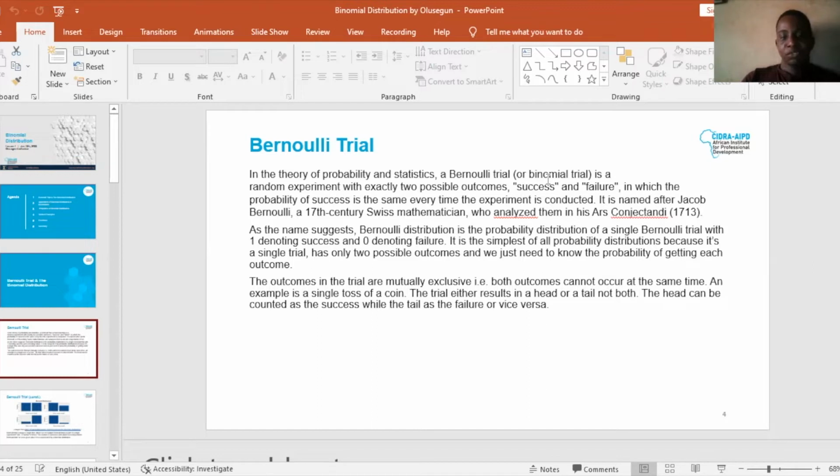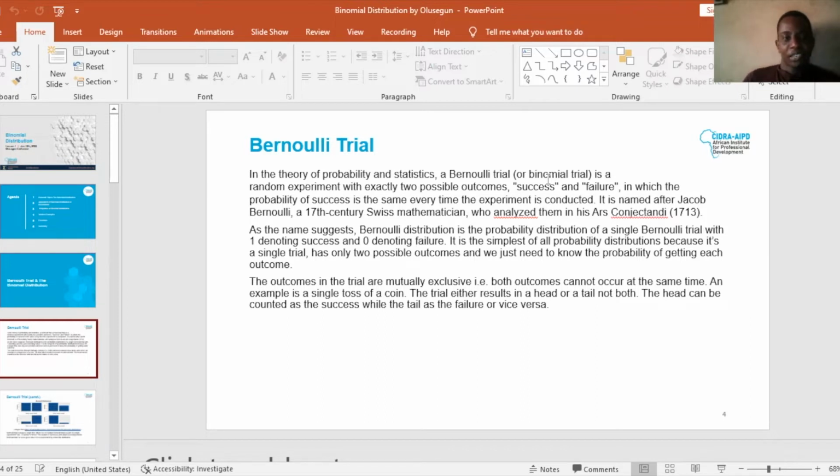An example is a single toss of a coin. When you toss a coin, you either get head or tails. You can't get both. You can't toss a coin once and then head and tail will both show up at the same time. It's either head or tail. They are mutually exclusive. Both cannot occur at the same time. So the head can be counted as a success, while the tail as a failure, or vice versa.